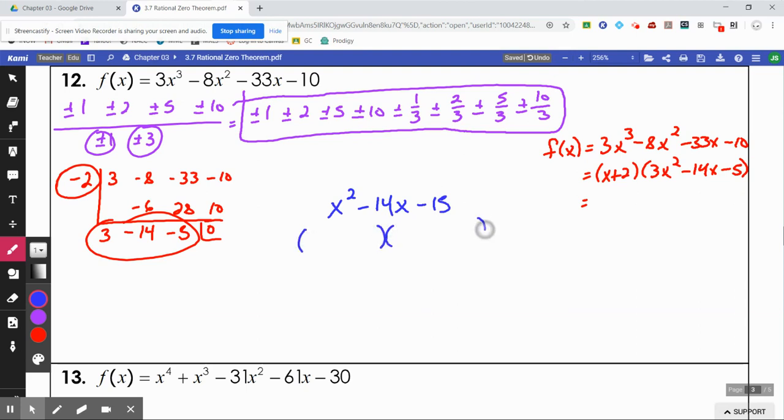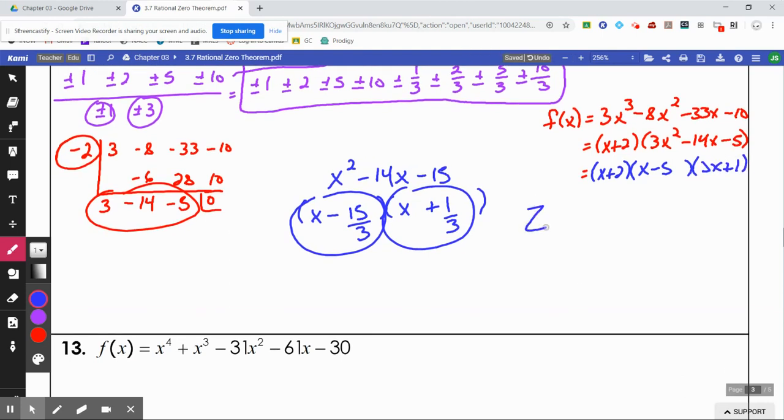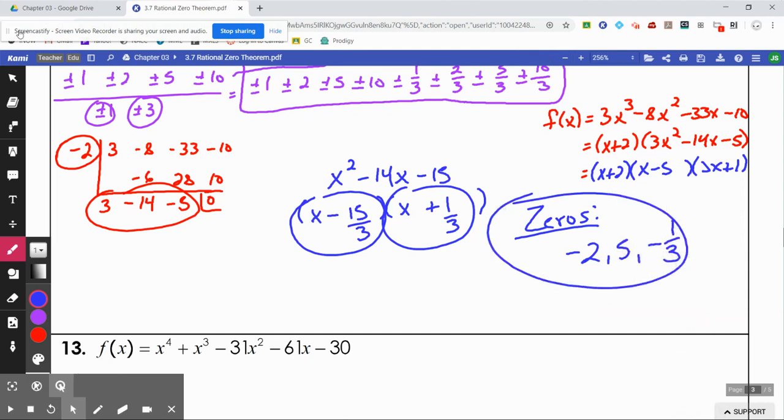You get really good at factoring and synthetic division in this section. That's a negative 15 and a positive 1. We slip the number 3. So now let's divide by it. So our new function is now x plus 2. This is x minus 5. This does not reduce or divide, so that'd be 3x plus 1. So there's the factored form of your function. So your zeros are negative 2, positive 5, and negative 1/3.